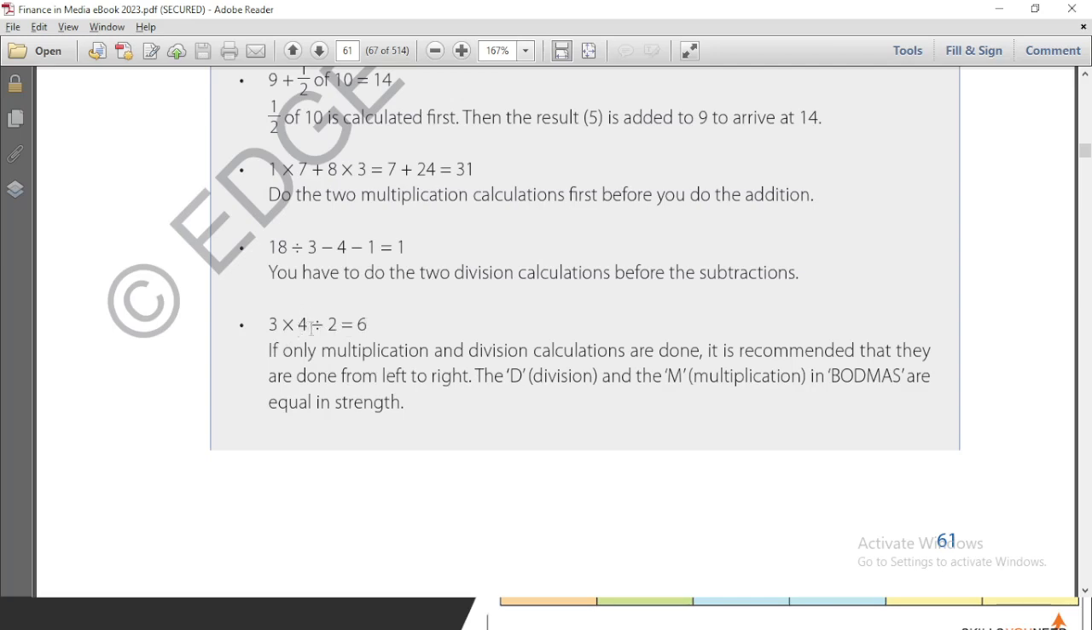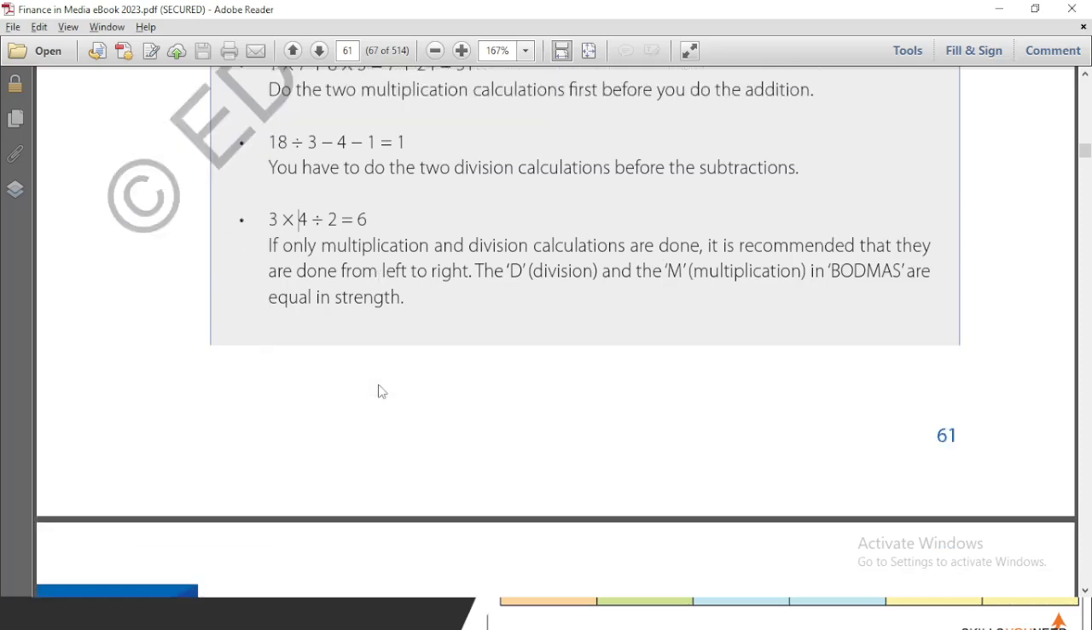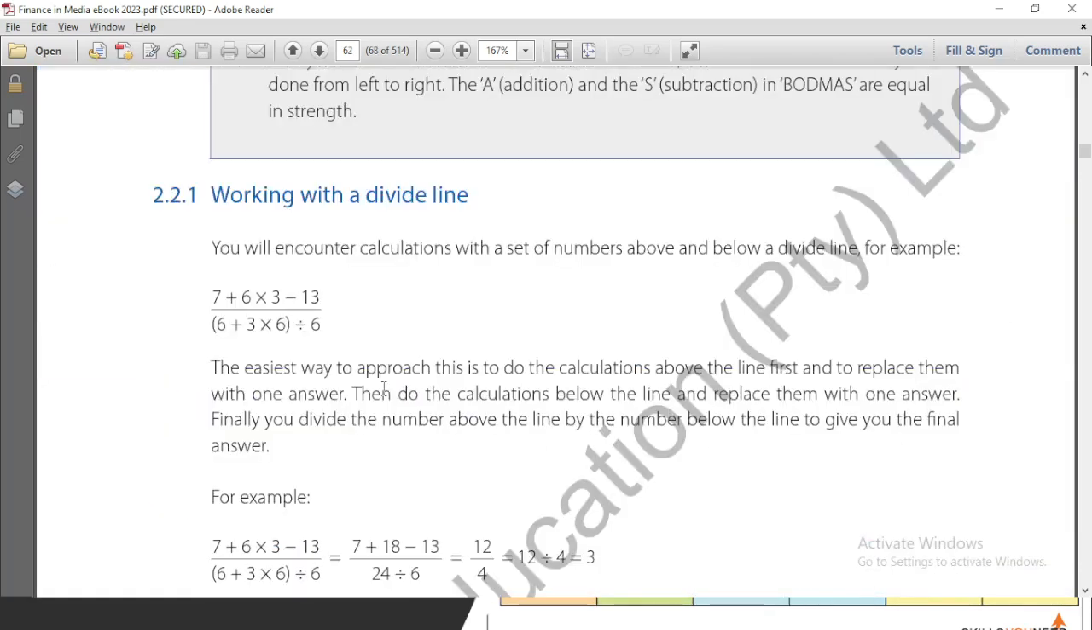But if there was a plus sign somewhere in between and we've got a multiplication on one side and a division on the other side, we're still going to apply the same thing. Start by doing the multiplication on the left and then do the division on the right, and then add everything together. So that is under the BODMAS rule. Please make sure that you understand that.